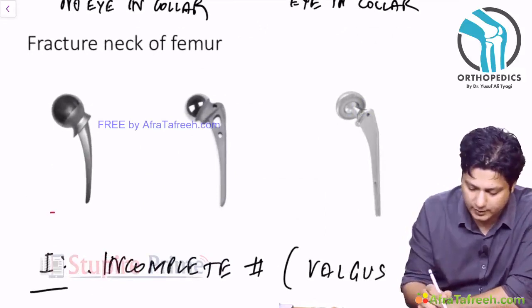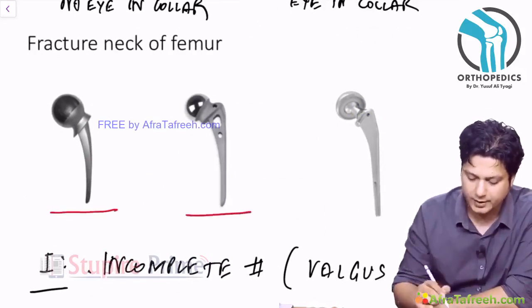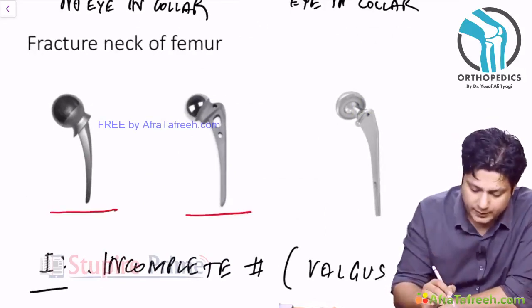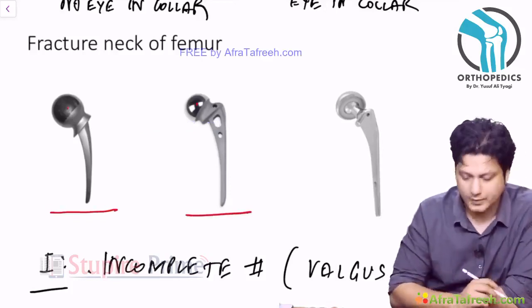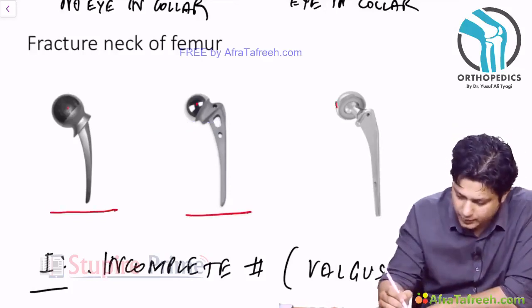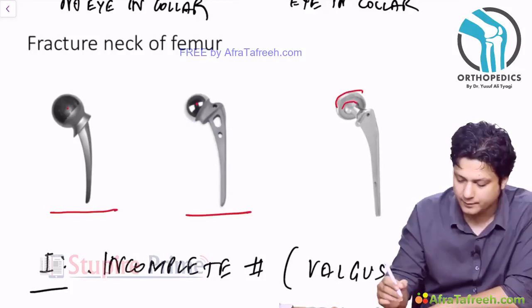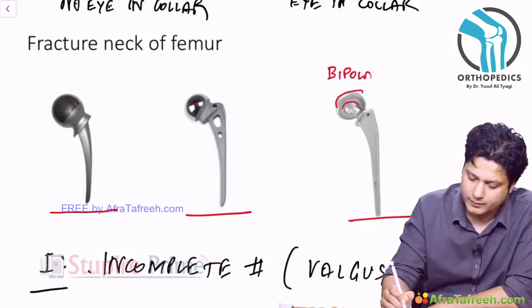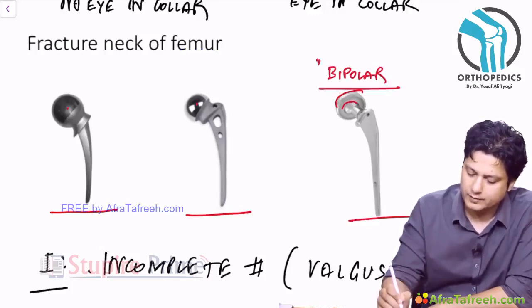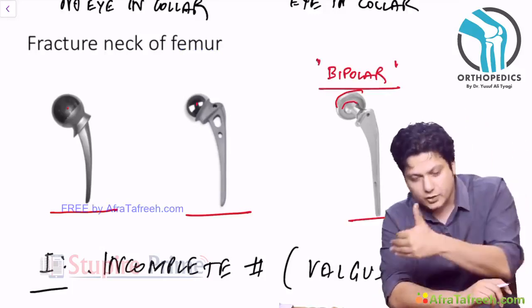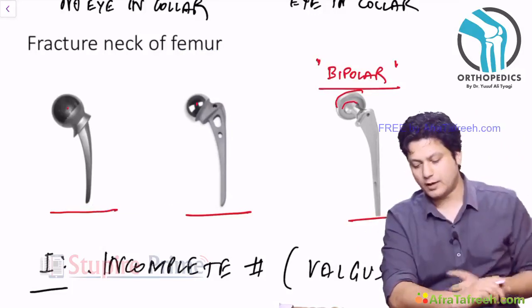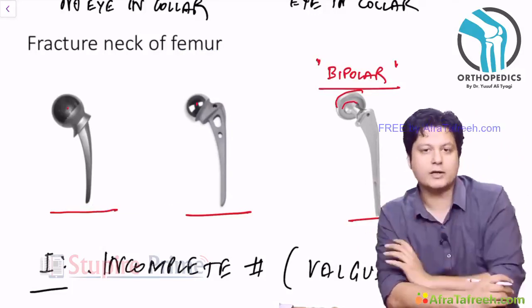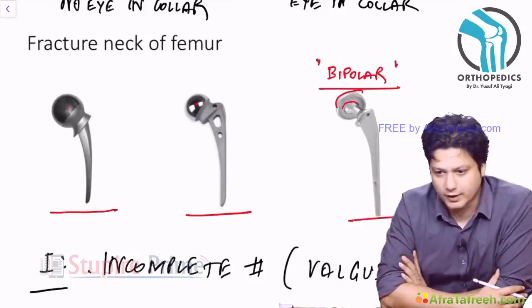Now, if you look at this implant in particular and this implant, one thing which is common in both of them, that there is a single head in both of them. But in this case, there is one outer shell and inside there is another head. So, this implant is a bipolar implant. This is a bipolar prosthesis. What are the advantages of bipolar over unipolar? And practically the bipolar will be converted into unipolar after some duration of time.